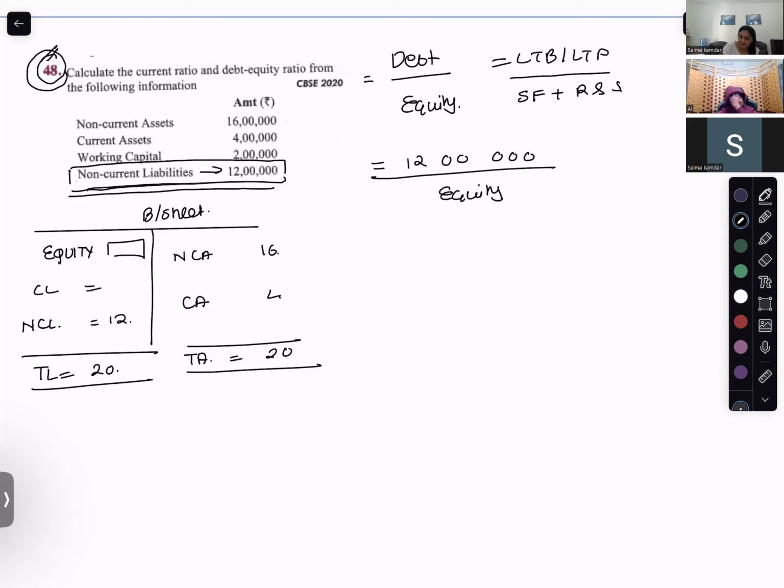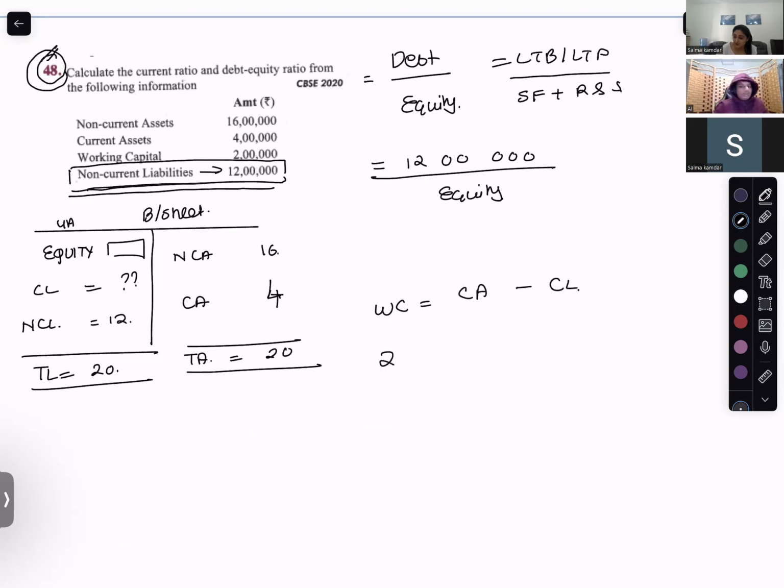I don't know my current liability. Because in the liability section I have my equity, current liability and non-current liability. Can you tell me how will I find my current liability? Working capital they have given. So working capital is current assets minus current liability.